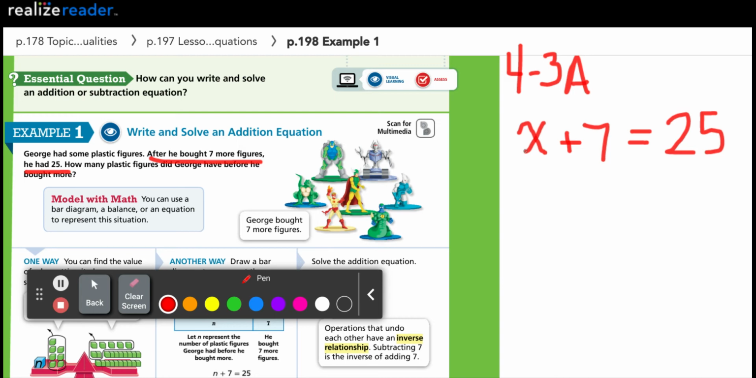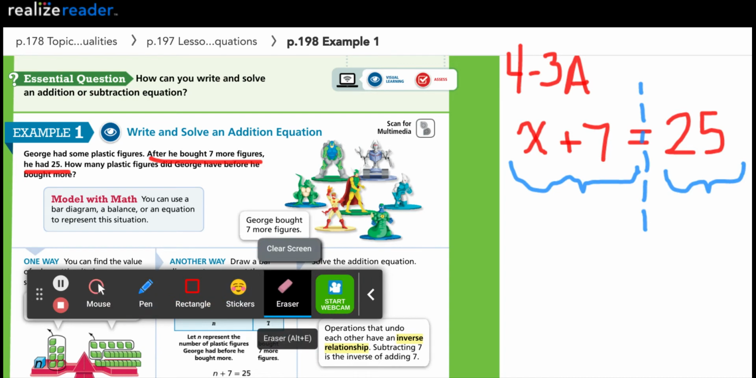So in order to figure out what X is, we're going to start by drawing a dotted line down straight where our equal sign is. Our equal sign separates the left and the right side of the equation. So I'm drawing a dotted line down the middle of my equal sign. That way I have a left side of the equation, x plus 7, and I have a right side of the equation, which is 25. Now remember, an equation has to stay balanced. The left side of the equation is equal to the right side of the equation.